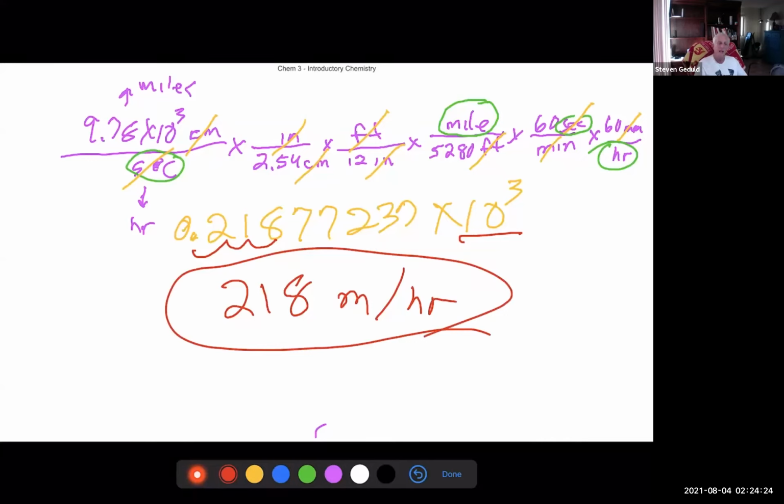Okay, that's a good speed for most cars. Ford Mustangs, turbocharged. That's good power. That's a good buy. I would buy that one. 218 miles an hour is pretty quick.